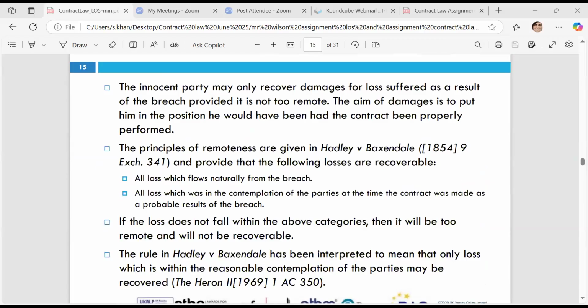Remoteness of loss. This refers to the principle that limits the type of damages recoverable for a breach of contract to those that were reasonably foreseeable at the time the contract was made.